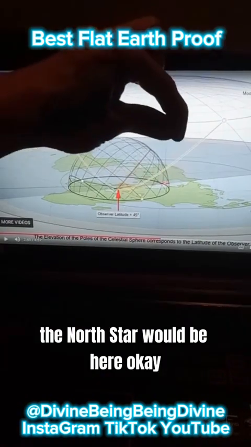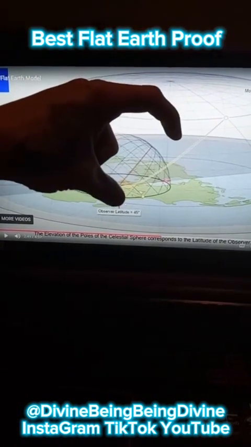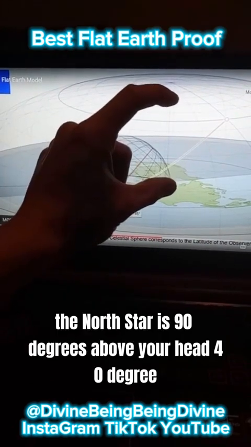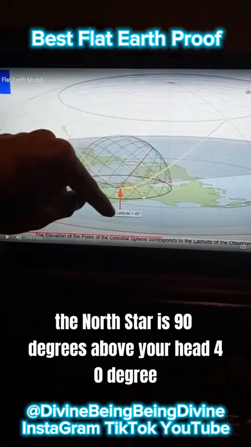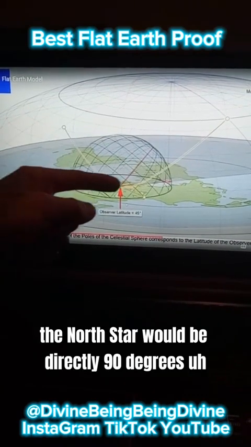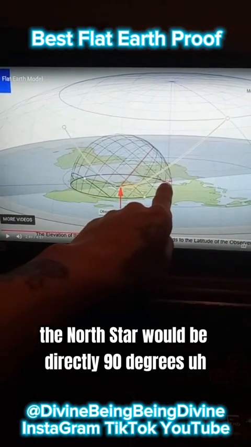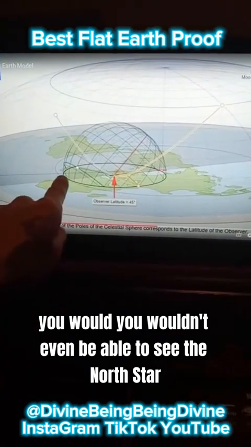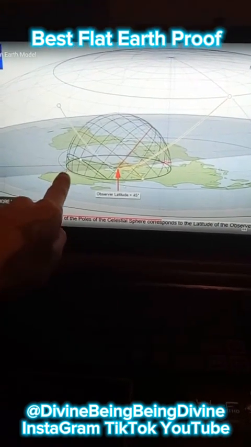The North Star would be here. Okay? So if you're at 90 degrees north, the North Star is 90 degrees above your head. At 45 degrees, then it's 45 degrees above your head. Now if you're at the equator, the North Star would be at the horizon. You wouldn't even be able to see the North Star if you go past the equator.